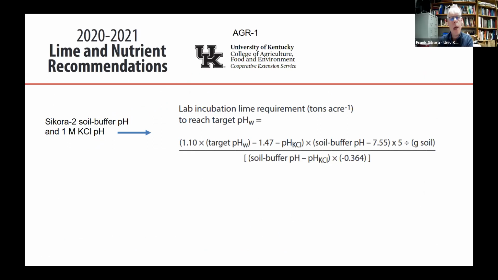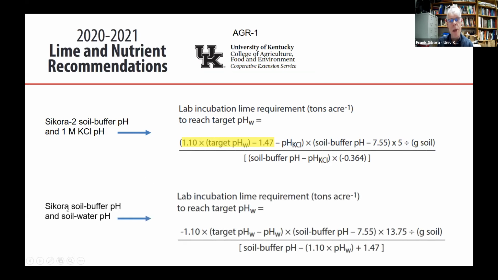Okay, so this is the equation to calculate what the lime requirement should be in tons per acre to reach a target water pH with a Sikora 2 buffer and initial pH in 1 molar potassium chloride. It's just using algebra and the lime response curve. What's highlighted in yellow here is the relationship between water pH and potassium chloride soil pH so that we could plug in a target water pH.